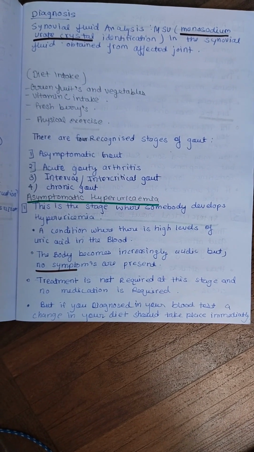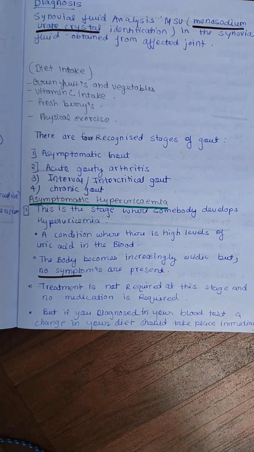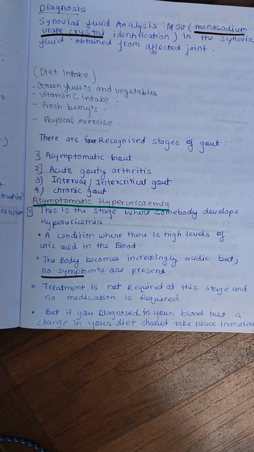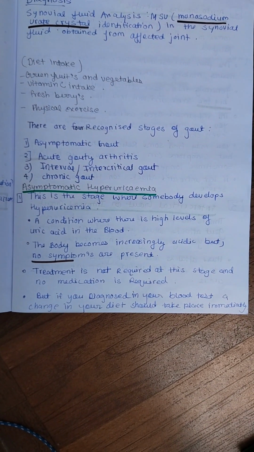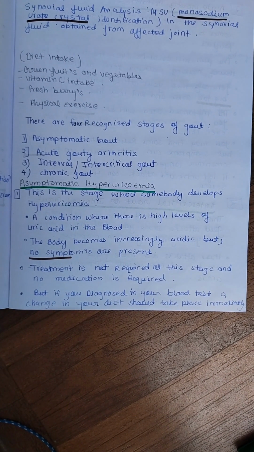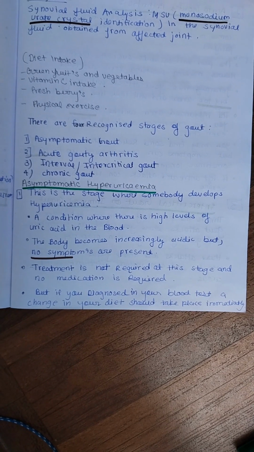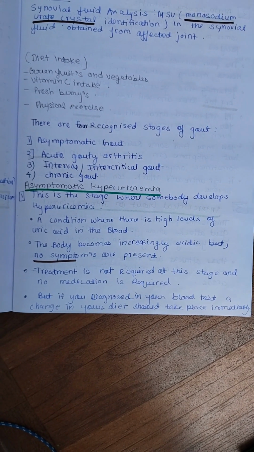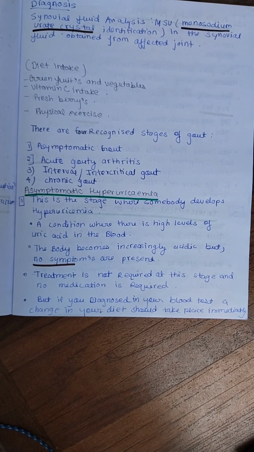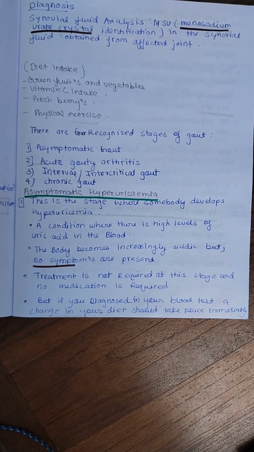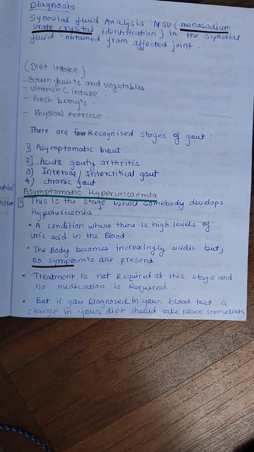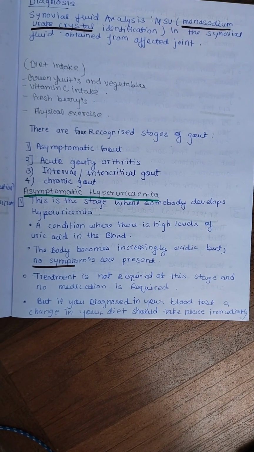There are four recognized stages of gout, namely asymptomatic gout, acute gouty arthritis, interval or intercritical gout, and chronic gout. So the first one is asymptomatic hyperuricemia or asymptomatic gout. As the name suggests, asymptomatic means it will not have any symptom. In this stage, someone develops hyperuricemia, a condition where there is a high level of uric acid in the blood, the body becomes acidic, but there are no symptoms present. At this stage no treatment or medication is required.